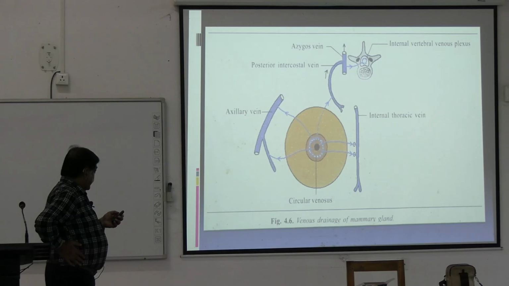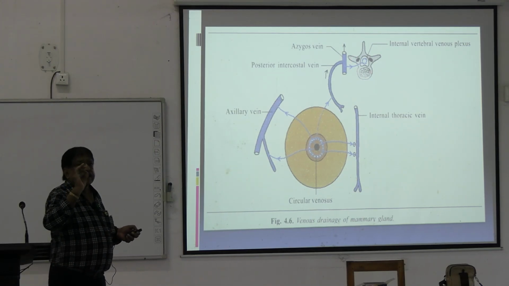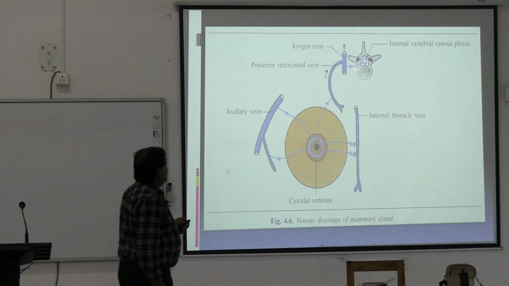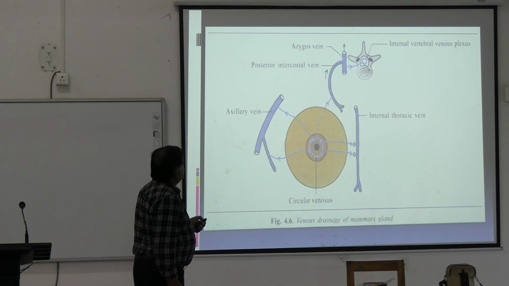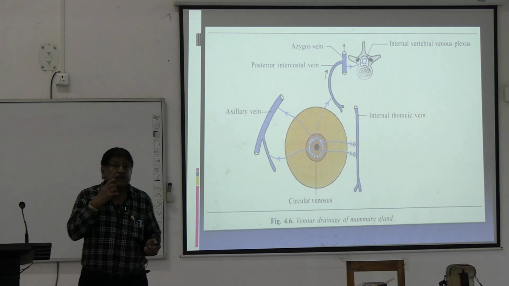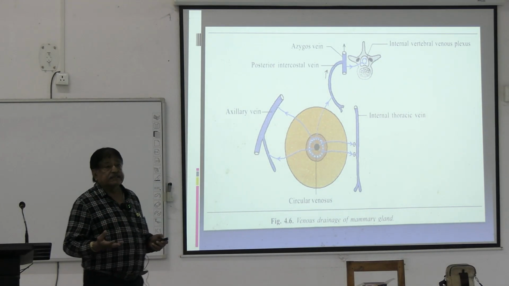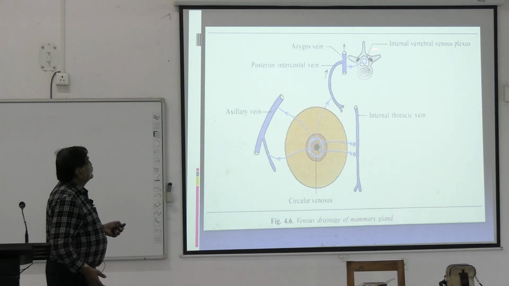Now, venous drainage of the mammary gland, you can see a simple drawing, simple illustration. You can see the vertebra, the internal venous plexus, azygos vein, posterior intercostal vein, internal thoracic vein, and the axillary vein. The venous drainage of the mammary gland is very important because if there is a malignant lesion in the breast, then the metastasis might go into the vertebra.